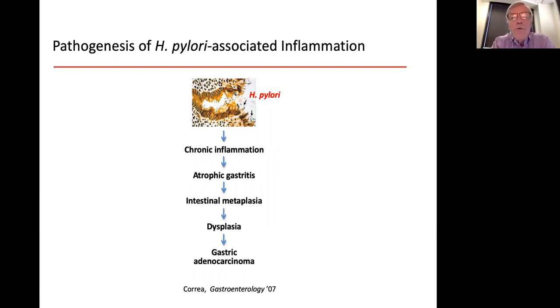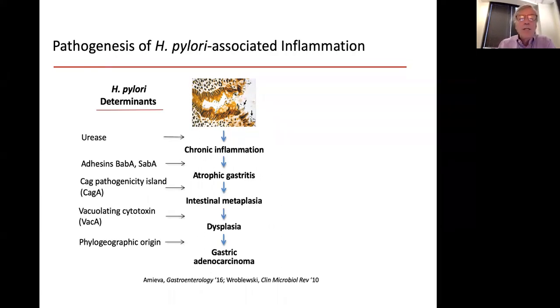There are a number of bacterial determinants that impact the progression through this cascade. And these include a number of factors, including urease, which allows the H. pylori bacteria to survive in a highly acidic environment. It neutralizes the acid of the stomach.